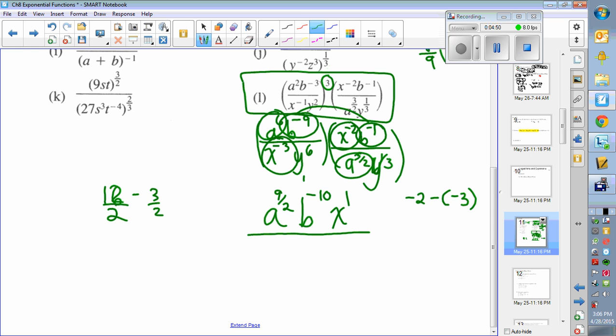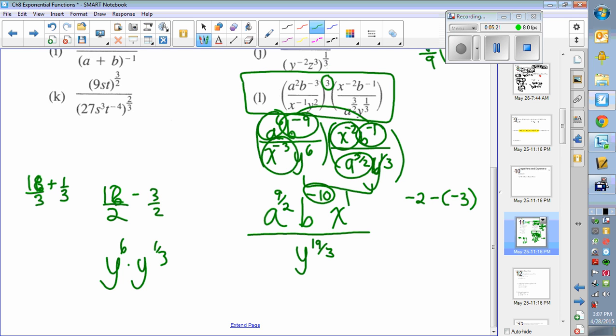The last thing to do is combine the y's together. In the denominator, you have y to the 6 times y to the 1/3. That means you take 6 and add 1/3. So 6 is 18 over 3 plus 1 over 3 is y to the 19/3. All right, so the only thing that we have that would be quote unquote broken in terms of our directions is that you have a negative exponent here for the b. So if it's a negative exponent up top, you just shove it downstairs and make it a positive exponent.